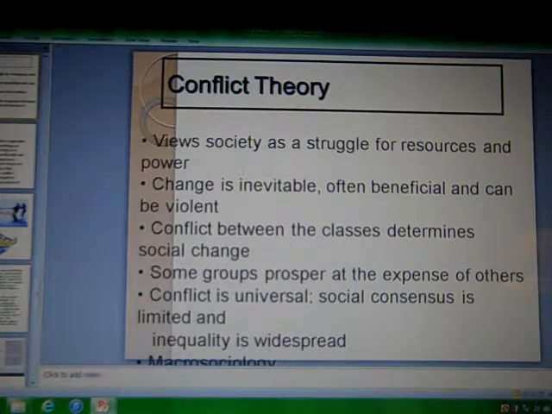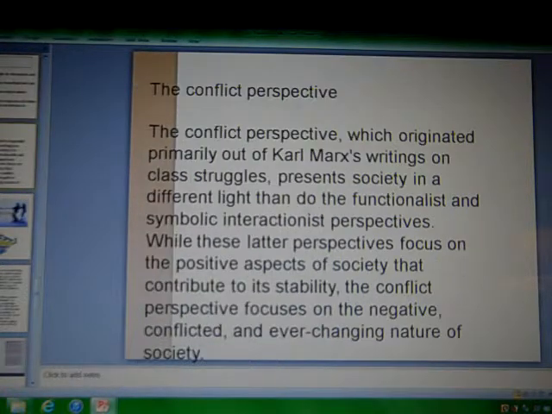We all compete for resources, and those that come out on top are the ones that can garner those valuable resources. Change is inevitable. It's often violent. Conflict between classes will determine social change. Some groups prosper at the expense of others. We get into the idea of power and exploitation and alienation and inequality. So society is viewed as a struggle for power, and the only way that things change is if people at the bottom fight back. They rise up and they revolt.